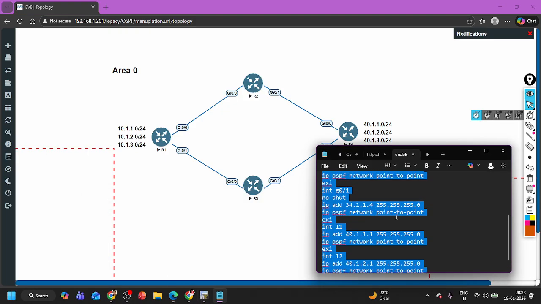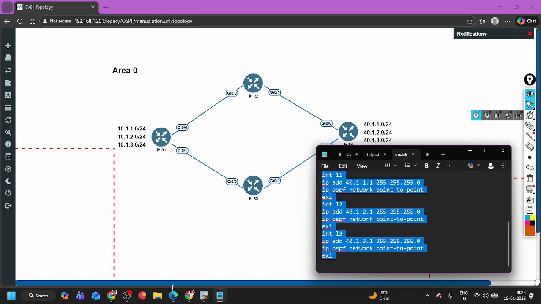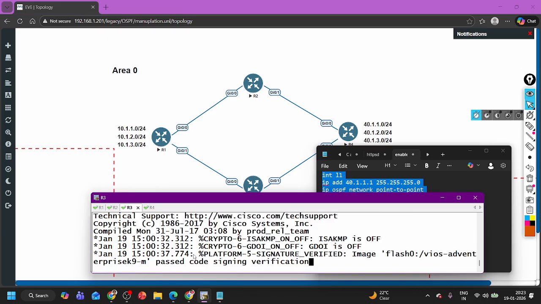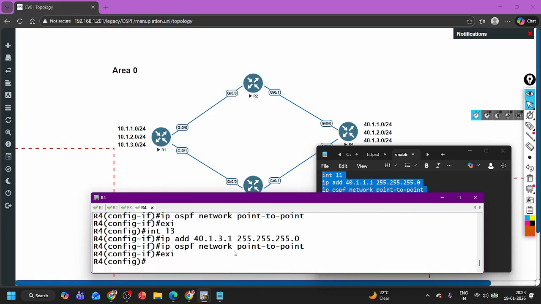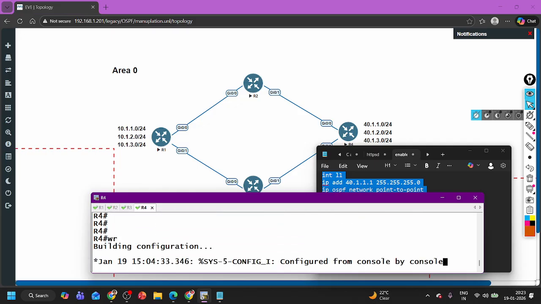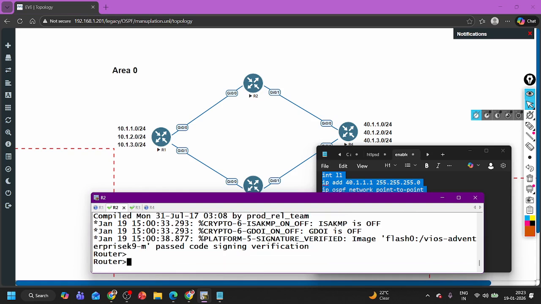Host name is going to be R4. Okay. Copy, paste it over here. All commands are accepted. Great. Write the configuration, save the configuration of R1 also, then R2.